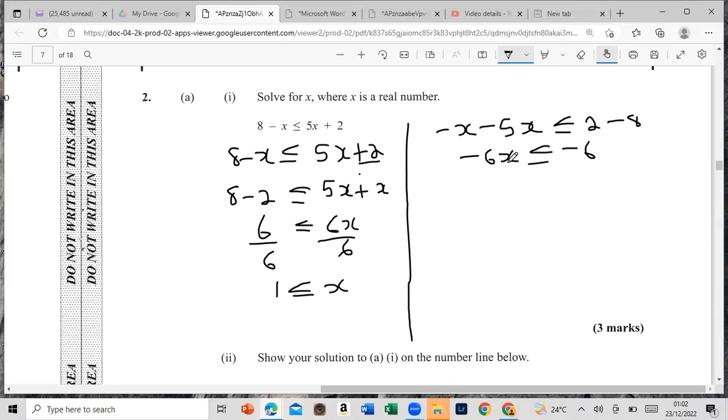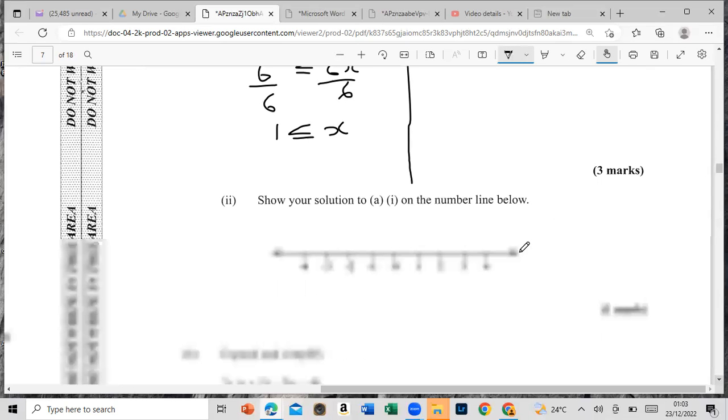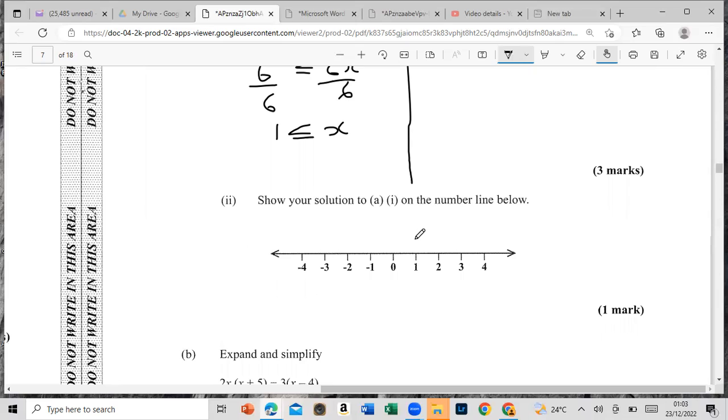All right, so we are dividing by minus 6. When you divide, we change the sign, so it's going to be greater than or equal to 1. On the number line, we identify 1 there, and all the values greater than 1 would be the solution. Going that way would be the solution, all of these values. So that is worth 1 mark.